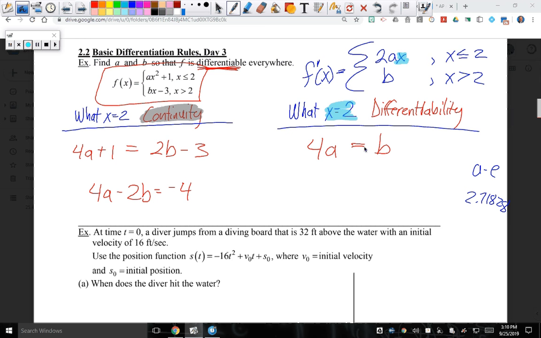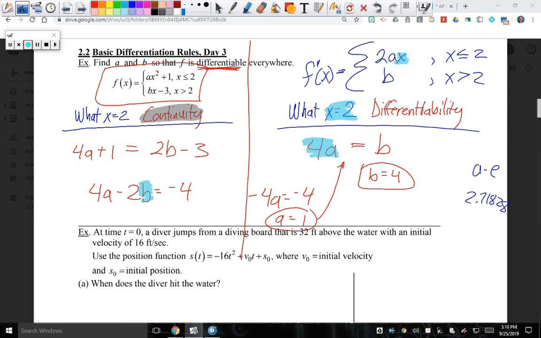Okay? So yes, you can use substitution now if you want and just put b equal to 4a right here. So that I have 4a minus 8a. You'll see what I'm doing? It's going to be a negative 4a. So a is what? 1. Therefore, b is what? 4. Y'all see how we did that? Yeah. We have the continuity section, and then we have the differentiability, all at that same surrounding what if moment. Okay?